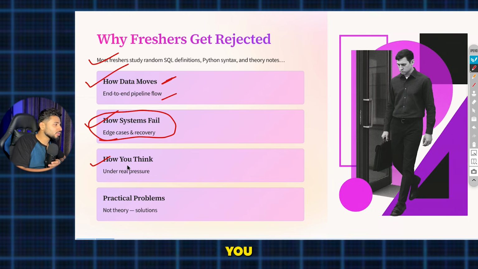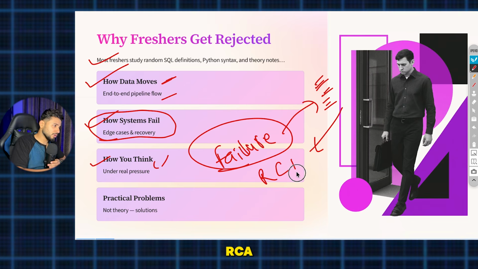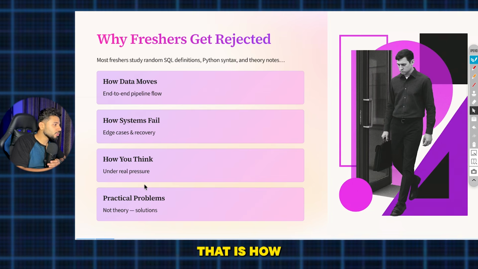Next thing is how you think. If any kind of failure happens, how exactly will you figure out that yes, this was the failure, these were my proper steps by which I found the failure, this is the root cause analysis, RCA, I am doing, and after that I am giving a solution to it. That is not only about data engineering, that is how you should think. Next thing is your practical problems. You are just learning the theory and not aware of the solutions, how exactly to solve practical problems. That is also very, very important.